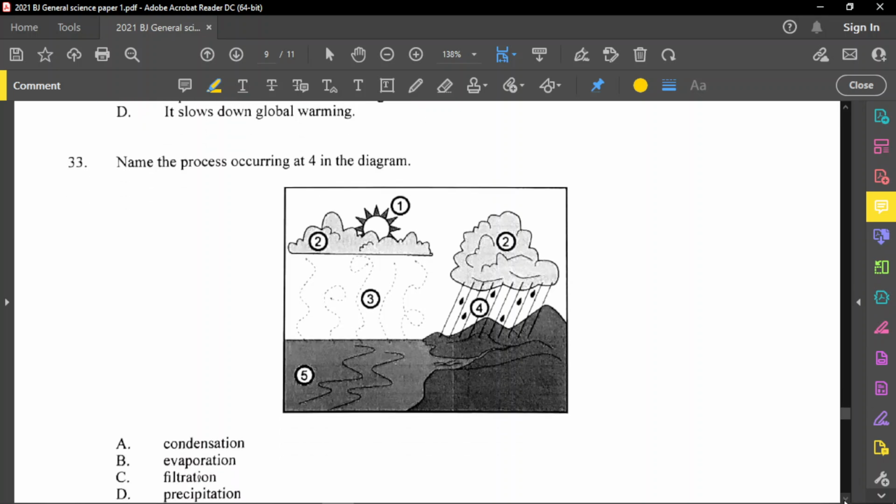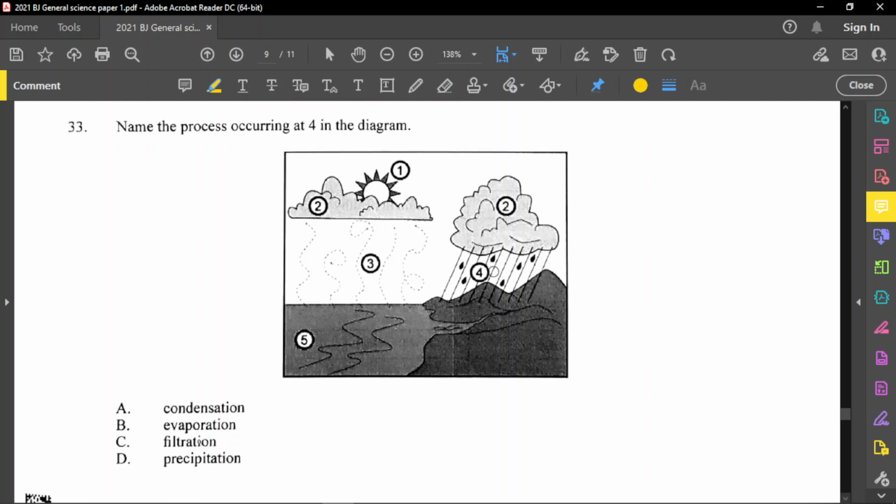Now 33 is an image of a process occurring at 4 in the diagram. And if you look at 4 carefully, you notice what you have here is rainfall. And so rainfall is an example of precipitation. And it could also be not just rain alone. Precipitation is not only rain alone, but it can also be snow as well. It could be hail and it could be sleet.